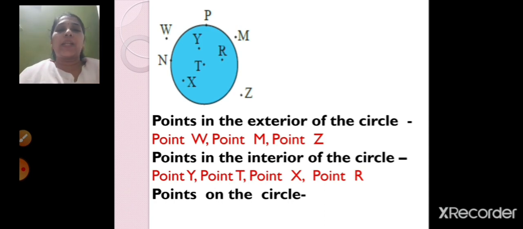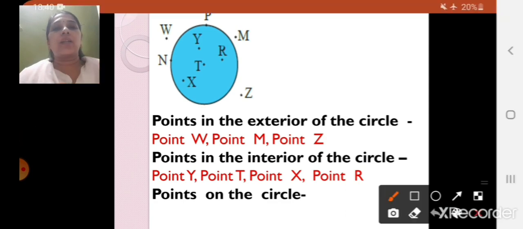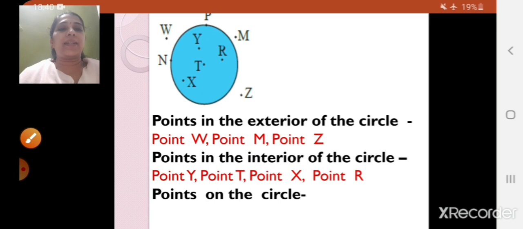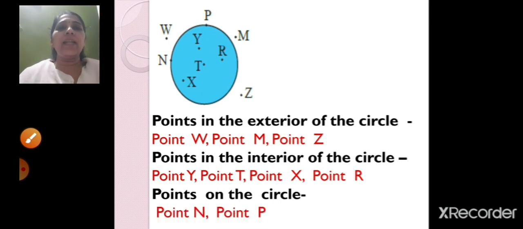Now the last one is points on the circle. So which are the points on the circle? You can see here P, right? Then here N. So there are only 2 points on the circle, that is point P and point N. So let's write it down. Point N and point P, these are the 2 points on the circle. So students, you have understood the exterior, interior and the points on the circle.